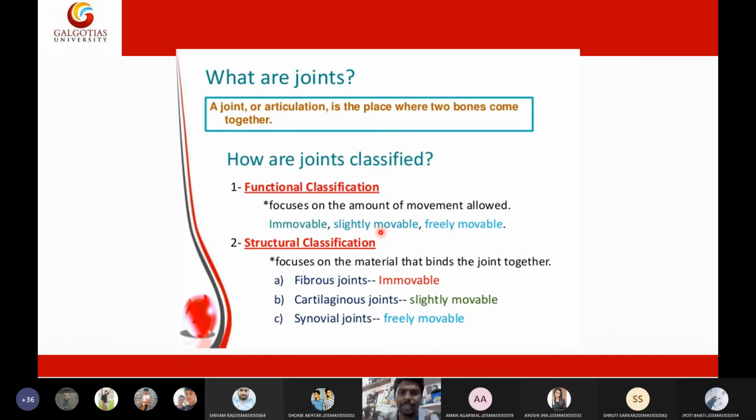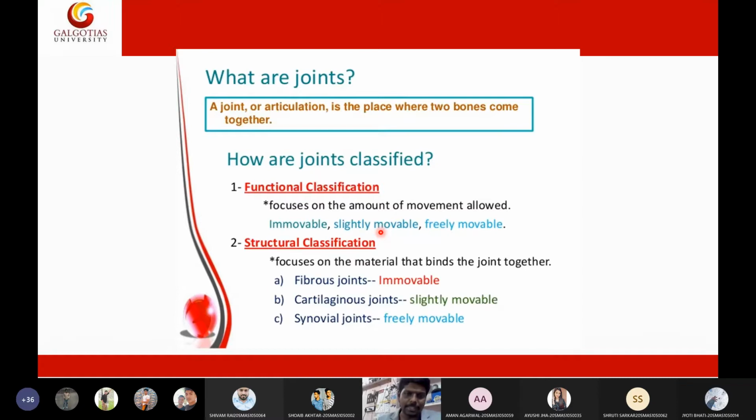Then the second one is structural classification. Structural classification means very simple. These three, immobile, slightly movable, and freely movable, are made up of different materials. For example, all immobile joints are made up of fibrous material, so they can also be called fibrous joints, whereas slightly movable joints are made up of cartilaginous joints, and freely movable joints are made up of synovial joints.